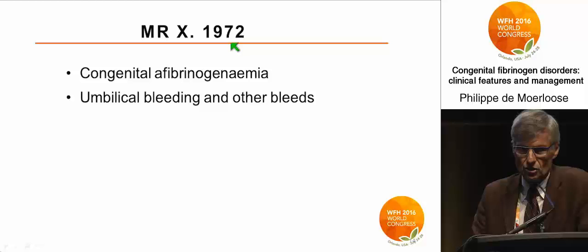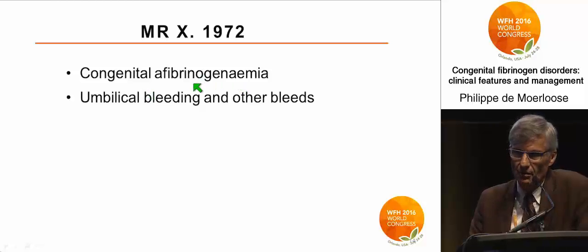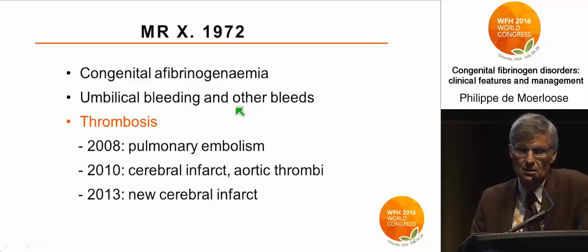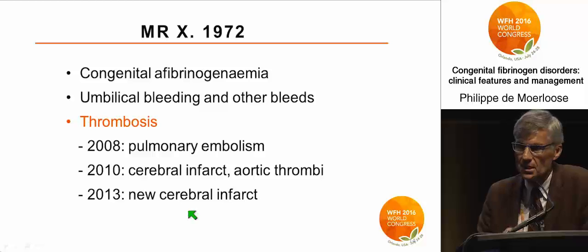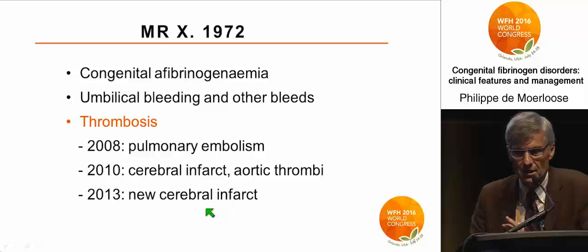Another problem: as an example, I show this person born in 1972 that we know well. It's a patient with a real congenital afibrinogenemia, with one brother with the same condition and 2 cousins also, and all the family have a strong bleeding disorder. But this patient started with a lot of thrombosis, without clear explanation, without any thrombophilia, without any substitution. He started with pulmonary embolism, next a cerebral infarct, aortic thrombi, and then a new cerebral infarct. That's a typical case, and many cases are reported like that.